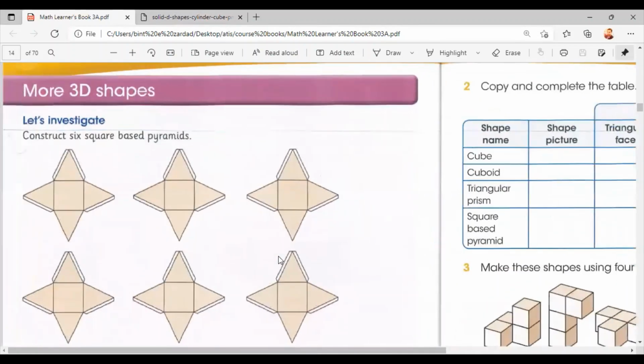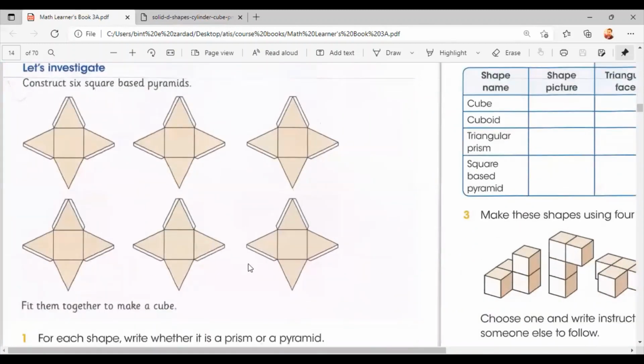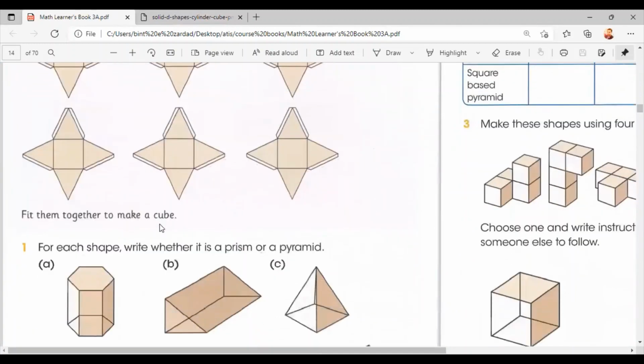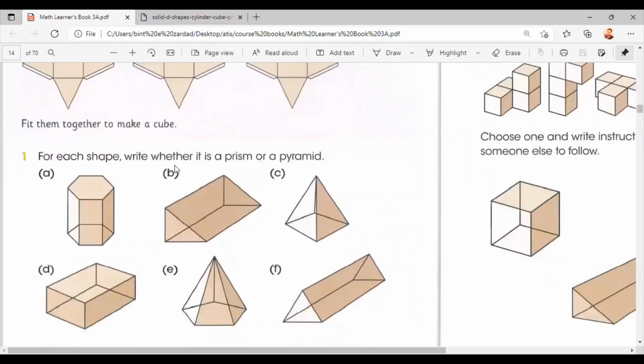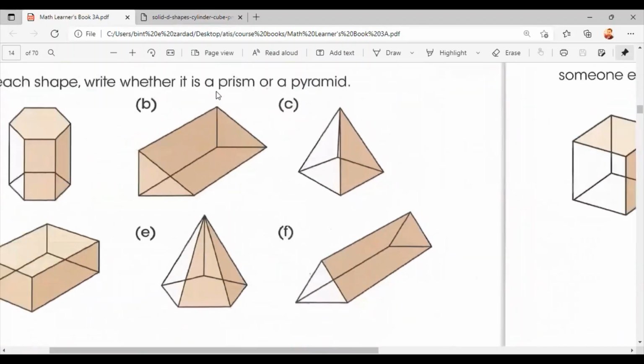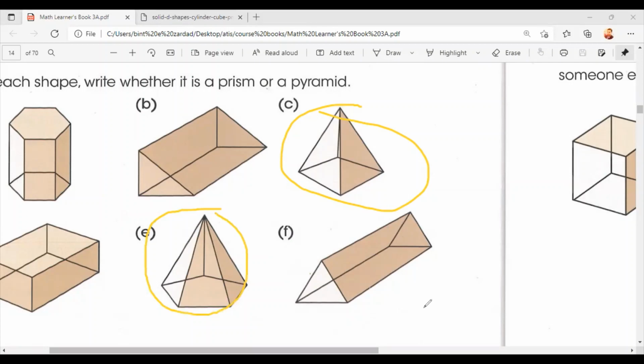More 3D shapes. Construct a square based pyramid. Question number 1. For each shape, write whether it is a prism or a pyramid. You can easily find the pyramid shapes here. There are only 2 shapes of pyramid, this one and this. All these are prisms: this one, this one, this one, this one. A, B, D and F are prism shapes. And C and E are pyramid shapes.